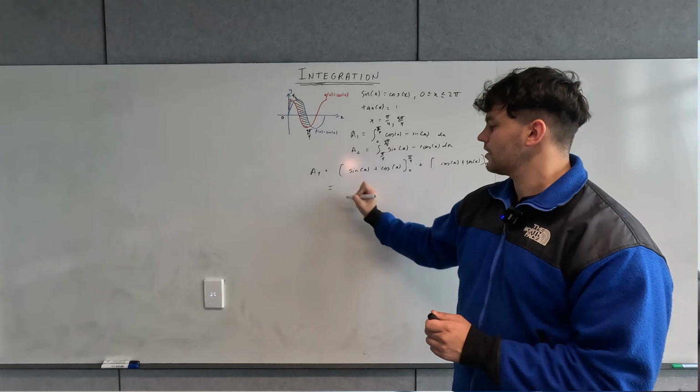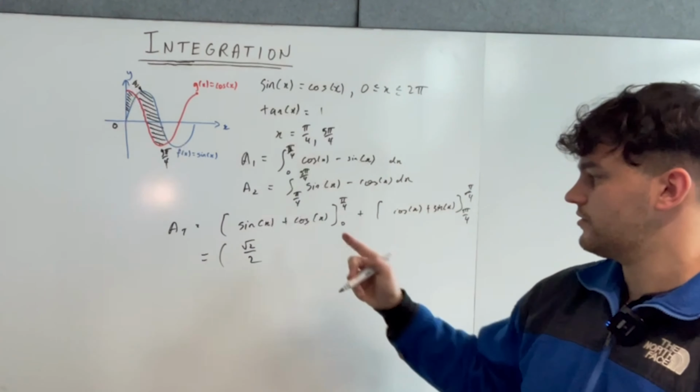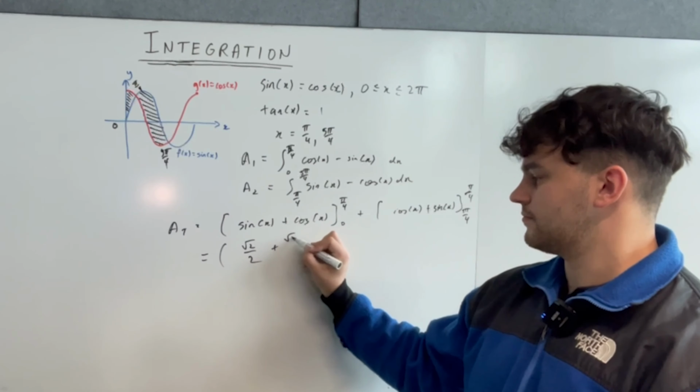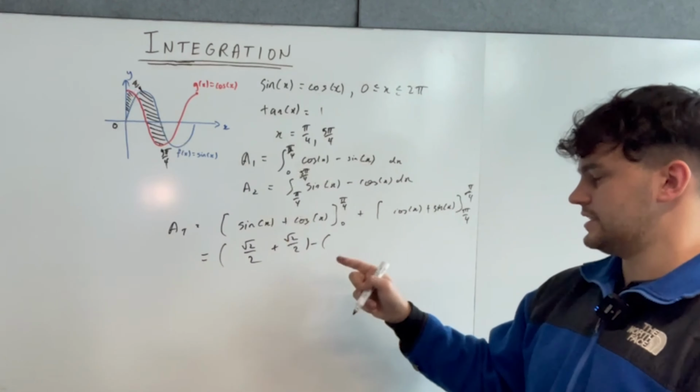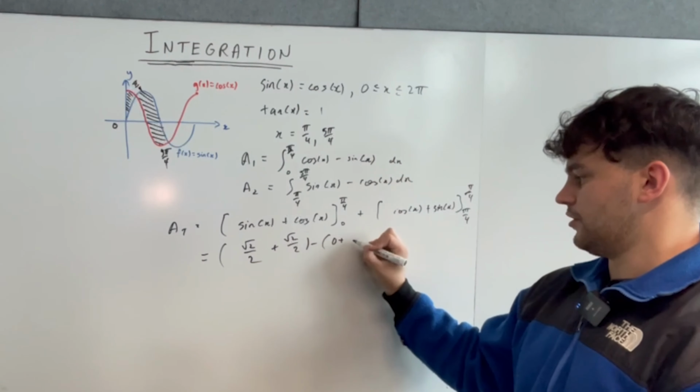Now, let's just do our substitutions. Sine of x, when we substitute in pi on 4, sine of pi on 4 is just root 2 on 2. I can write it as 1 over root 2 as well, but I prefer to keep it rationalized. Cos of pi on 4 is actually the same, root 2 on 2. And then our minus sine of 0, which is 0, plus cos of 0, which is actually 1.